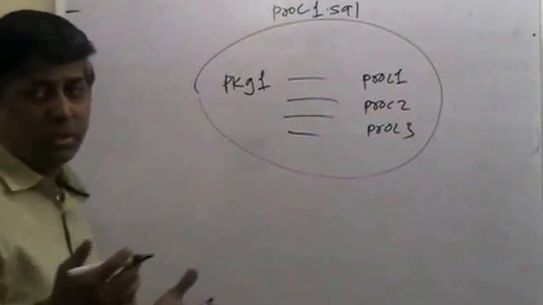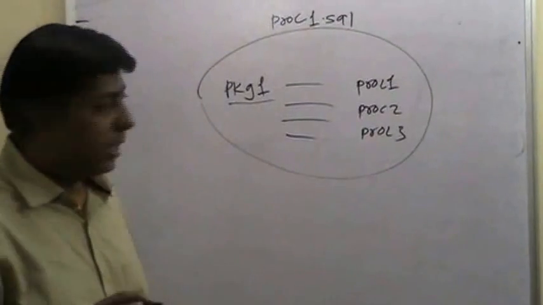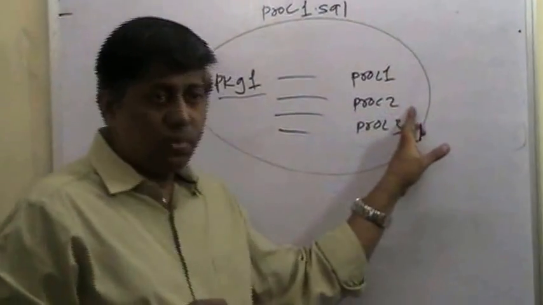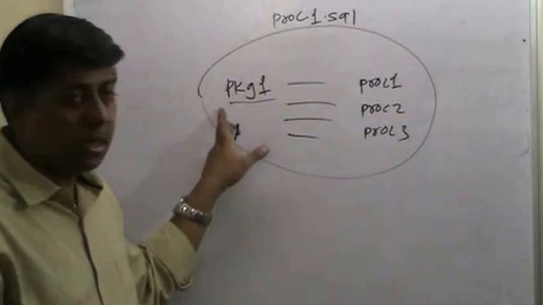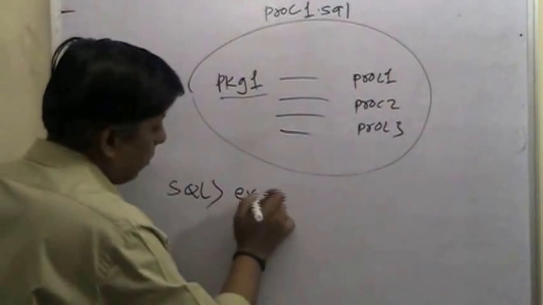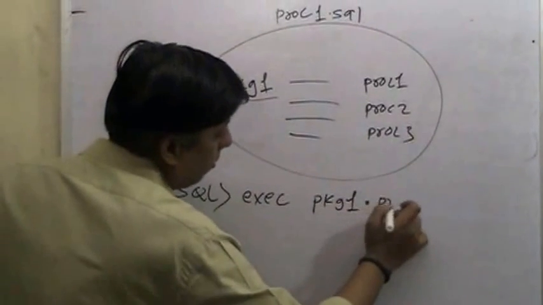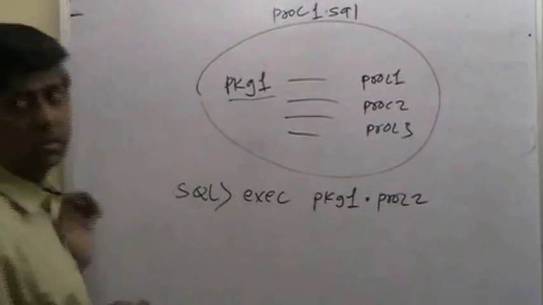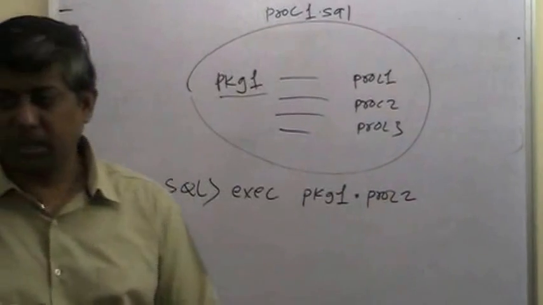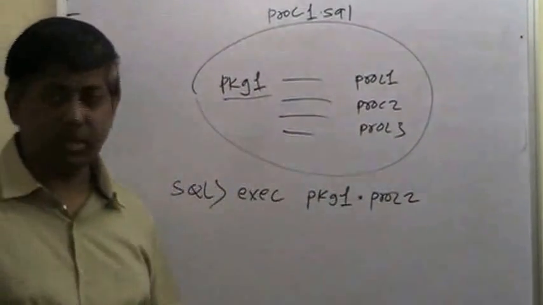A package is a collection of procedures or functions together. The name of the package is pkg1. Now if I want to execute procedure 2, which is inside package pkg1, here is what I type at the SQL prompt: SQL> execute pkg1.proc2. This is what you type if you have created a package like this.